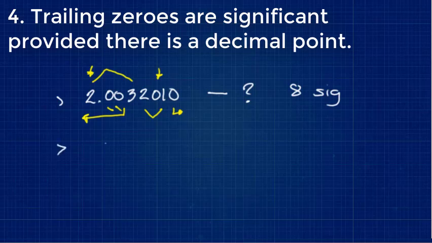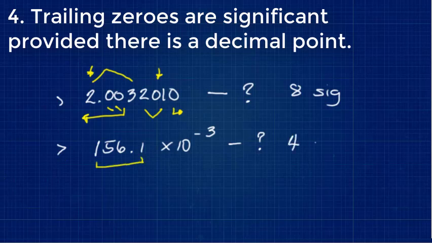Another example. Now, what if it's in scientific notation? Here's an example. 156.1 times 10 raised to negative 3. How many significant figures are there? Using the same rules, the 4 rules here, these are non-zero digits, which makes it 4 significant figures.